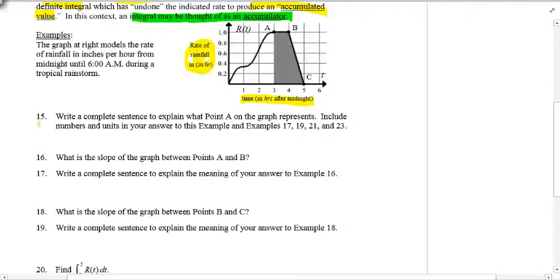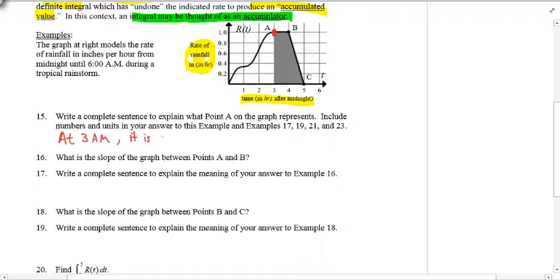Okay, so let's take a look at number 15. It says write a complete sentence to explain what point A on the graph represents. So here's point A. Point A has an x value, or in this case a time value, that would be 3, and a y value, which stands for the rate of rainfall, which in this case is 1. So ultimately, you should say something like this: at 3 a.m., right? Because it's 3 hours after midnight.